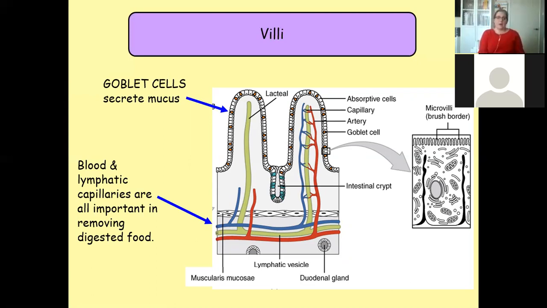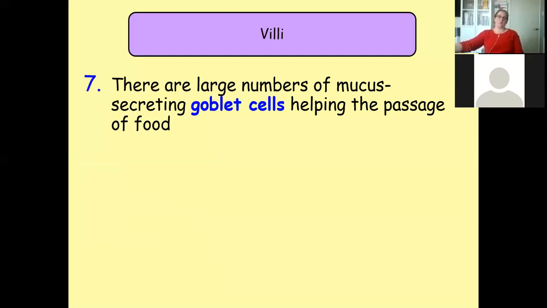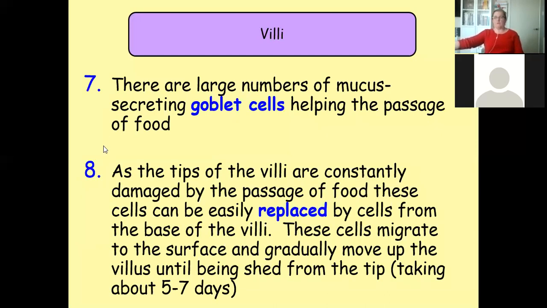Our blood and lymphatic capillaries are all important in removing digested food. So our lymphatic vessel is attached to the lacteal, which obviously is where our fats go. We have a large number of mucus-secreting goblet cells helping the passage of food. That's really useful. It basically just keeps it fluid and moving. It means nothing's going to get clogged up and stuck.